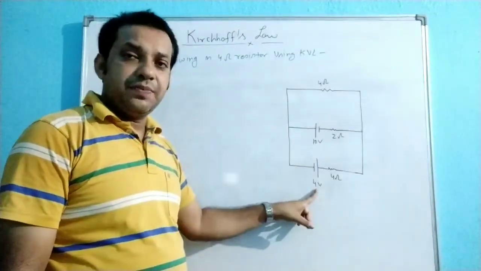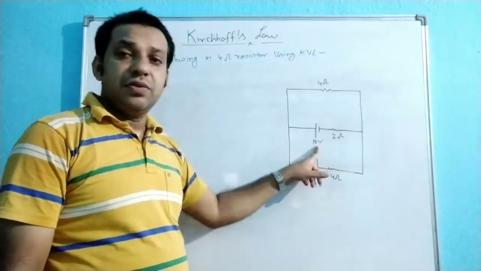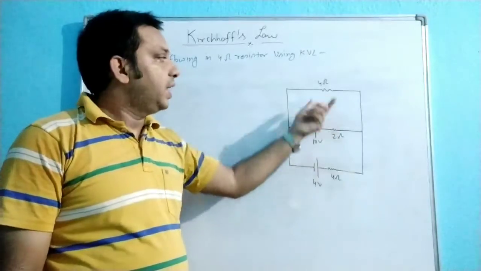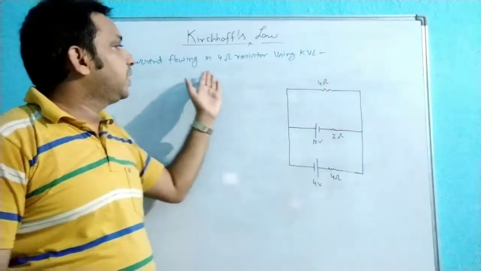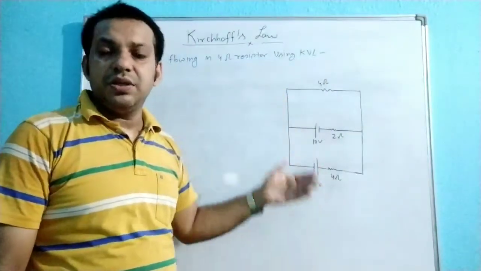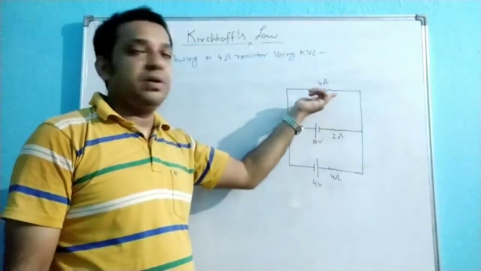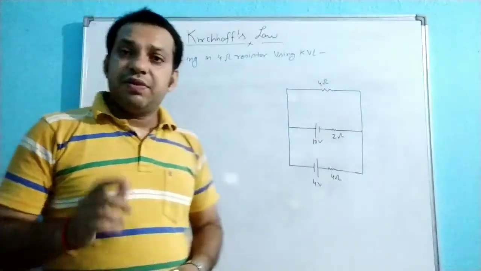This is a 4 volt cell. Here the 4 ohm resistor is connected, and this is a 10 volt cell, and this is a 2 ohm resistor, and there is a 4 ohm resistor here. And the question is: find the current flowing in the 4 ohm resistor using KVL. So using KVL you have to find the current flowing in this 4 ohm resistor. Right? So what is our first step?